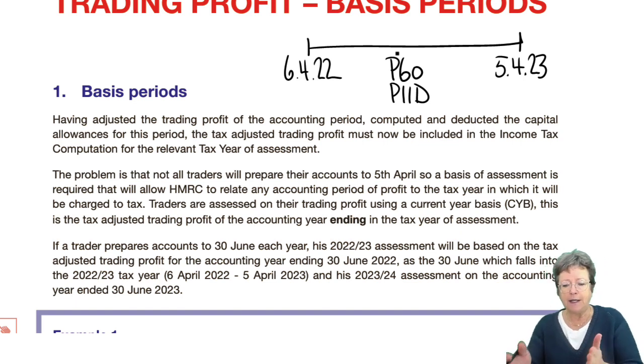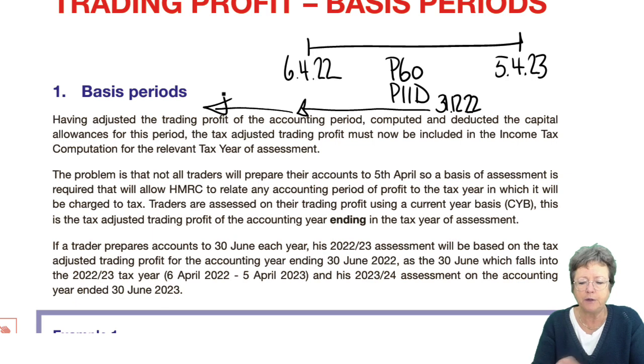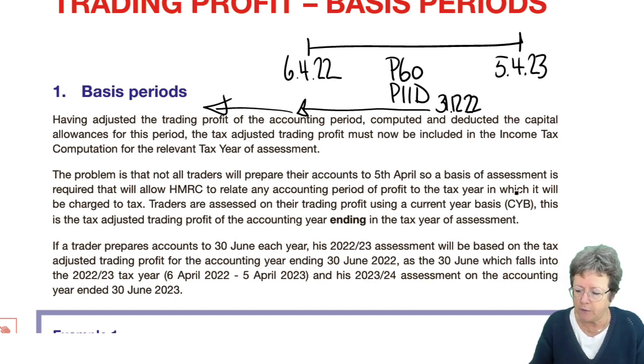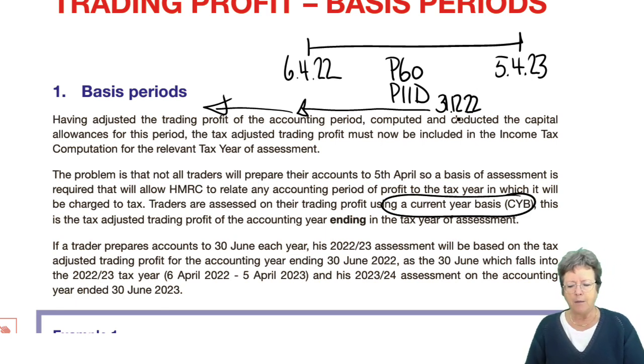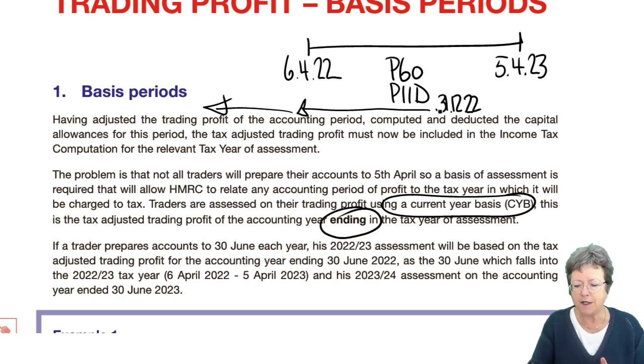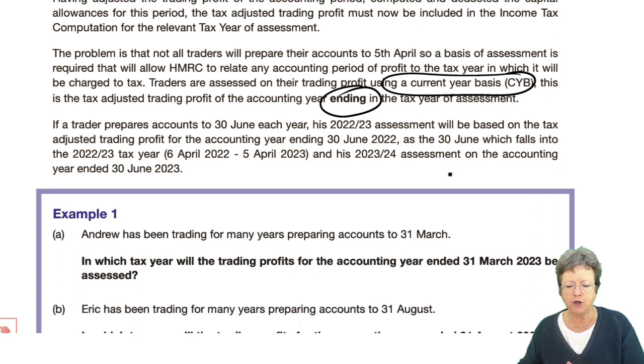So, for example, if our year end was the 31st of December 22, then some of that profit falls in this tax year, but some of it was in the previous one. How does that work? These are the rules that we need to learn, and it's what's known as a current year basis, which is what I've explained there, and it's the accounting set of accounts that ends in the tax year.